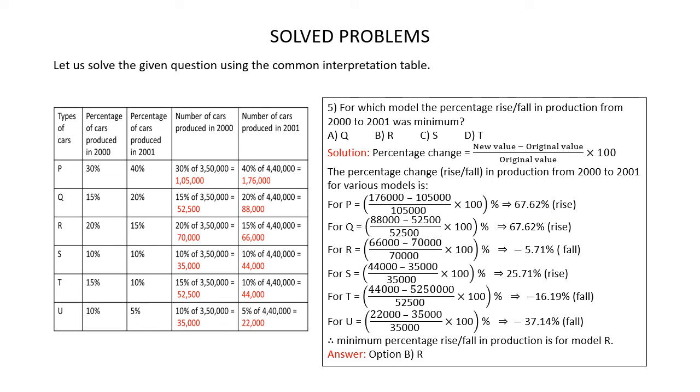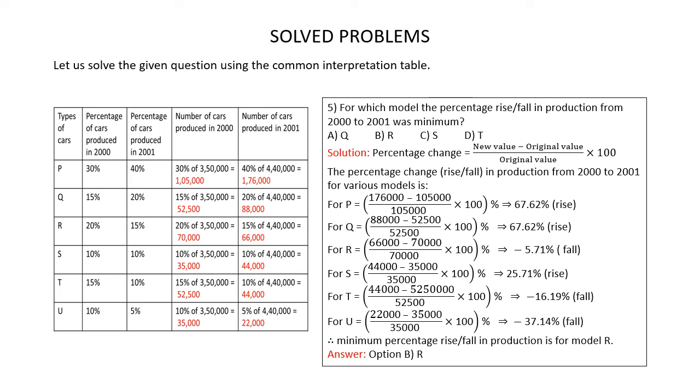Now from the table, you can see that Q type of cars produced in 2001 is 88,000 and for the year 2000 Q type cars produced is 52,500. So the percentage change for Q type of cars is 88,000 minus 52,500 divided by 52,500 multiplied by 100. On solving this we get 67.62%. Since this is a positive value, it indicates percentage rise.